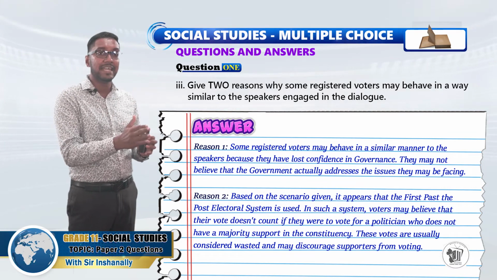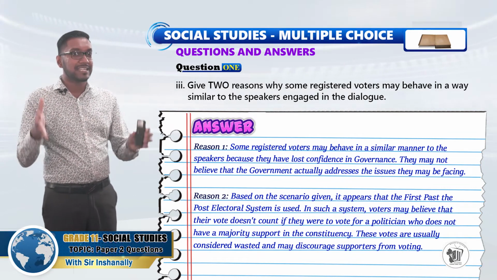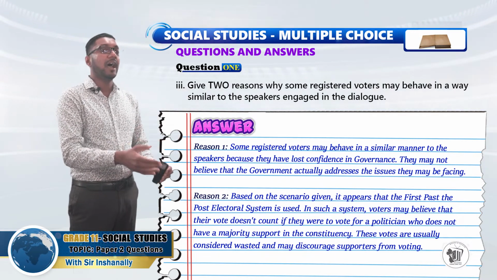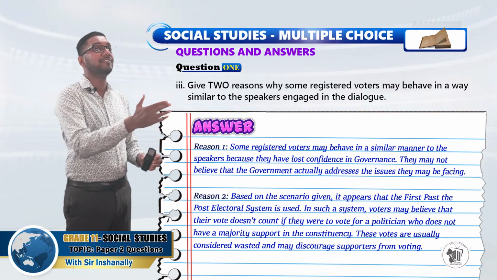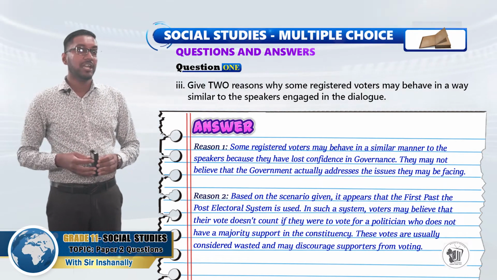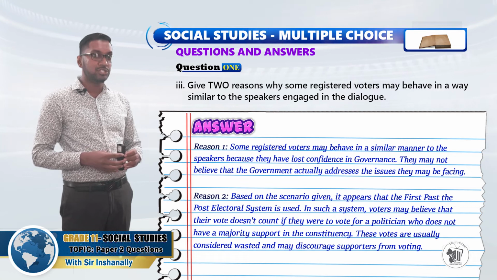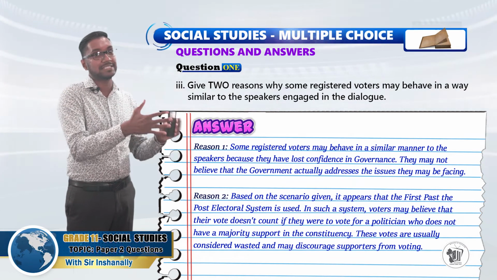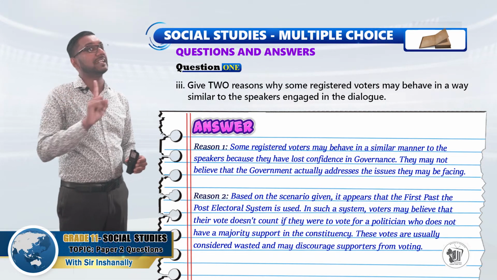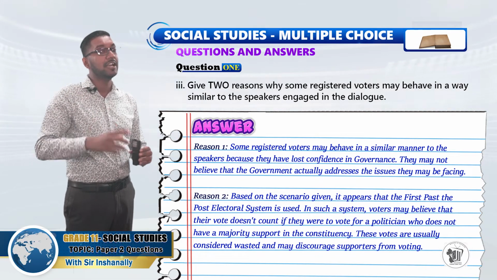If Party A and Party B are contesting the elections in a particular constituency and Party A gets 10 votes, Party B just needs 11 votes in order to win that constituency and secure that seat in parliament. So just one extra vote that party, Party B, would need.